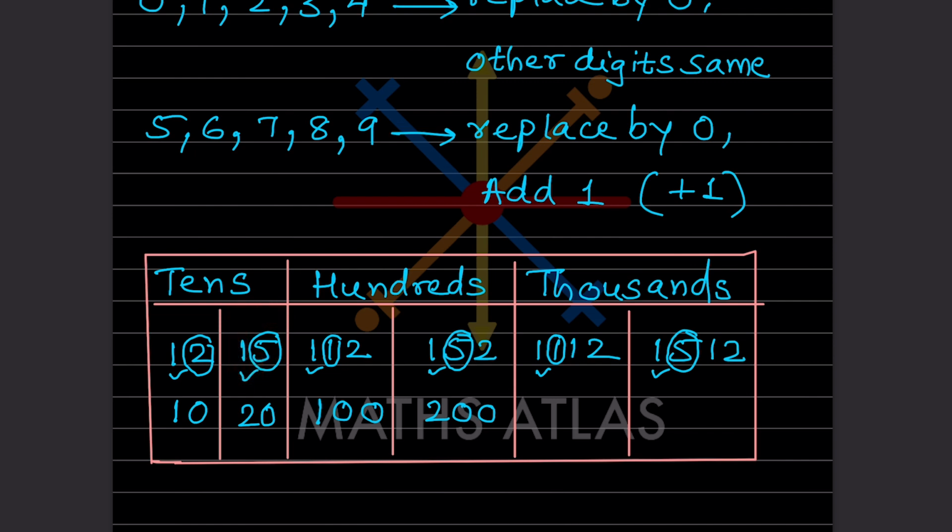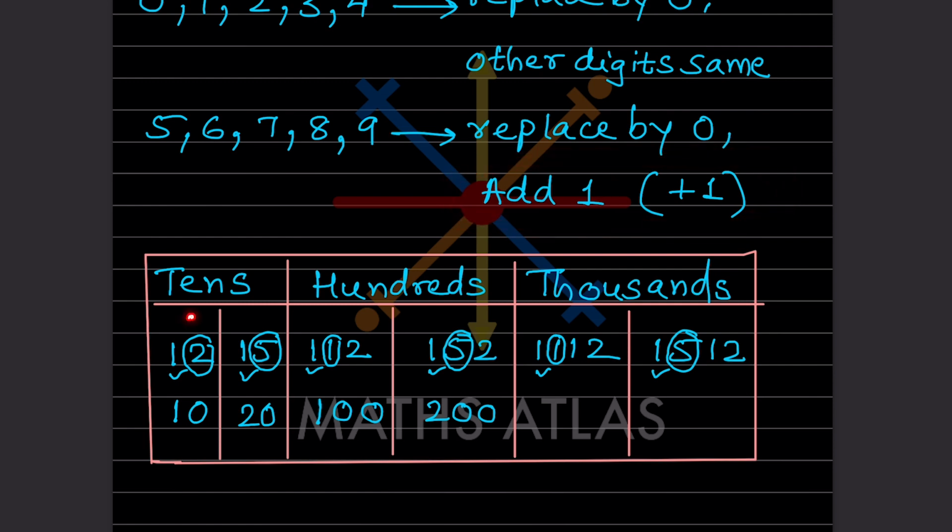Now what you have to remember here: whenever it is 5 or more than 5 till 9, any of the digits, you have to replace the ones part by 0. But simultaneously, what are you going to do? This is the tens place, so you are going to add 1 to it. So 1 becomes 2. That is what I wrote here: add 1, that is plus 1. So this becomes 2.